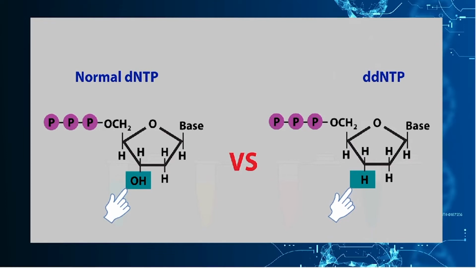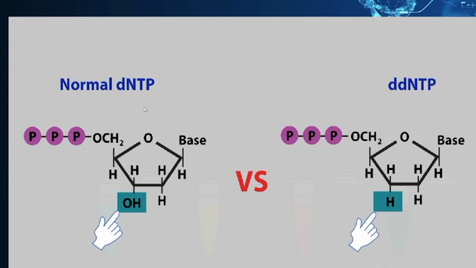And what is the difference between a normal versus dideoxynucleotide? The difference from a normal dNTP is that a normal dNTP has the 5' phosphate and the hydroxyl group at the 3', whereas in the case of the dideoxynucleotide this OH is missing, and because this OH is missing, it will stop the synthesis. Let's see how it is actually going to stop the synthesis.